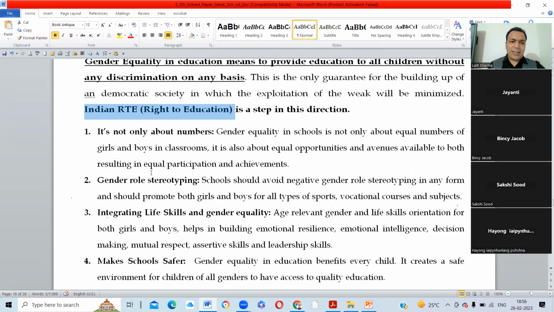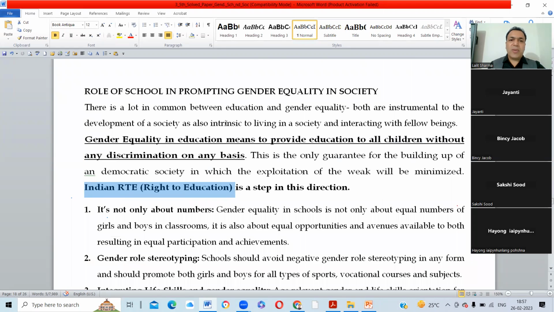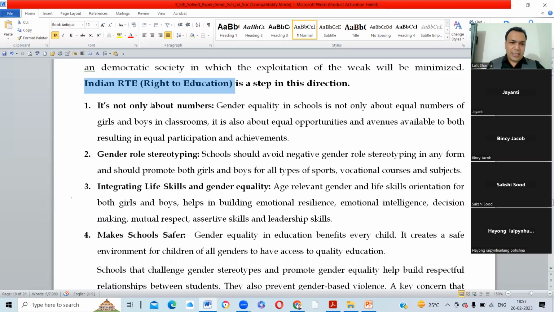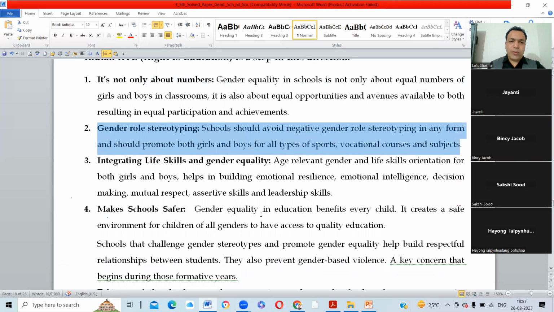हाँ, तो ये देखिए, how the education in the schools can promote gender equality, right guys? तो ये देखो, gender role stereotyping, okay? ये सब चीजों को we have to remove. School should avoid, ये देखिए, पढ़िए: School should avoid negative gender role stereotyping in any form and should promote both girls and boys for all types of games, sports, vocational courses and subjects.